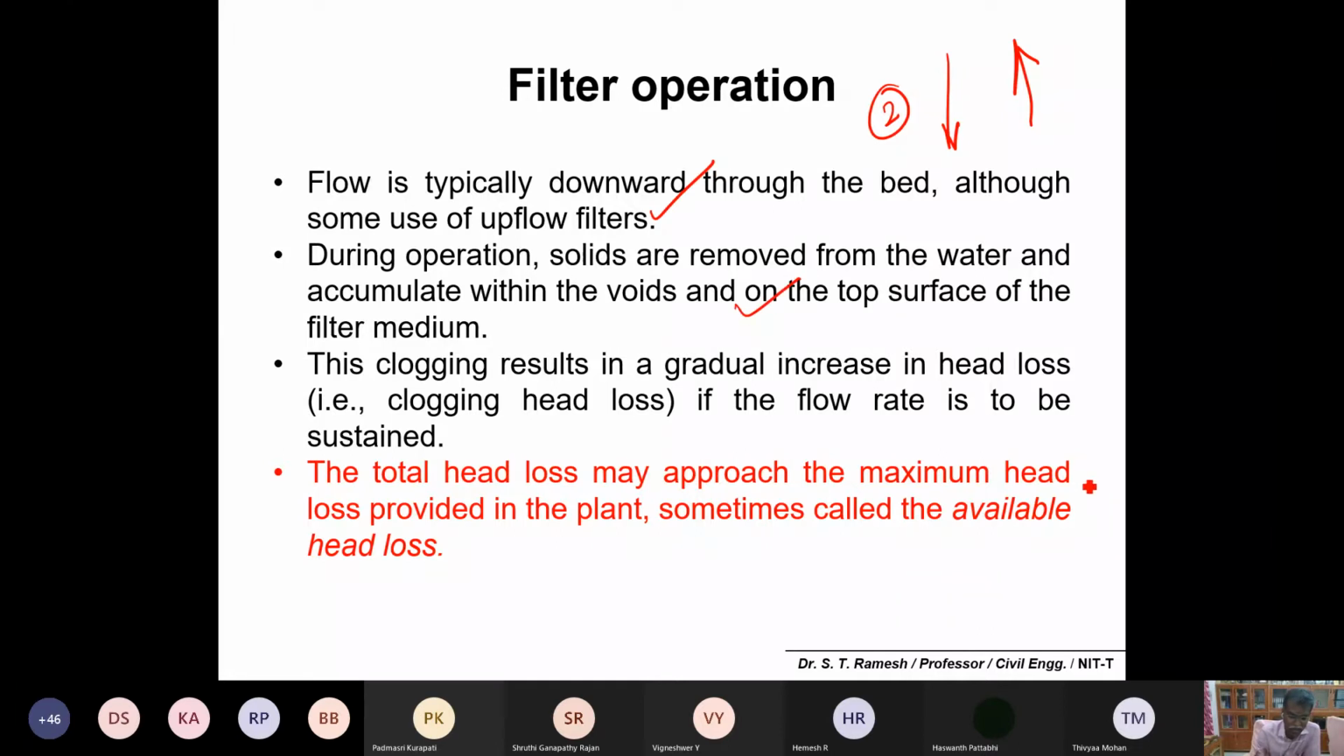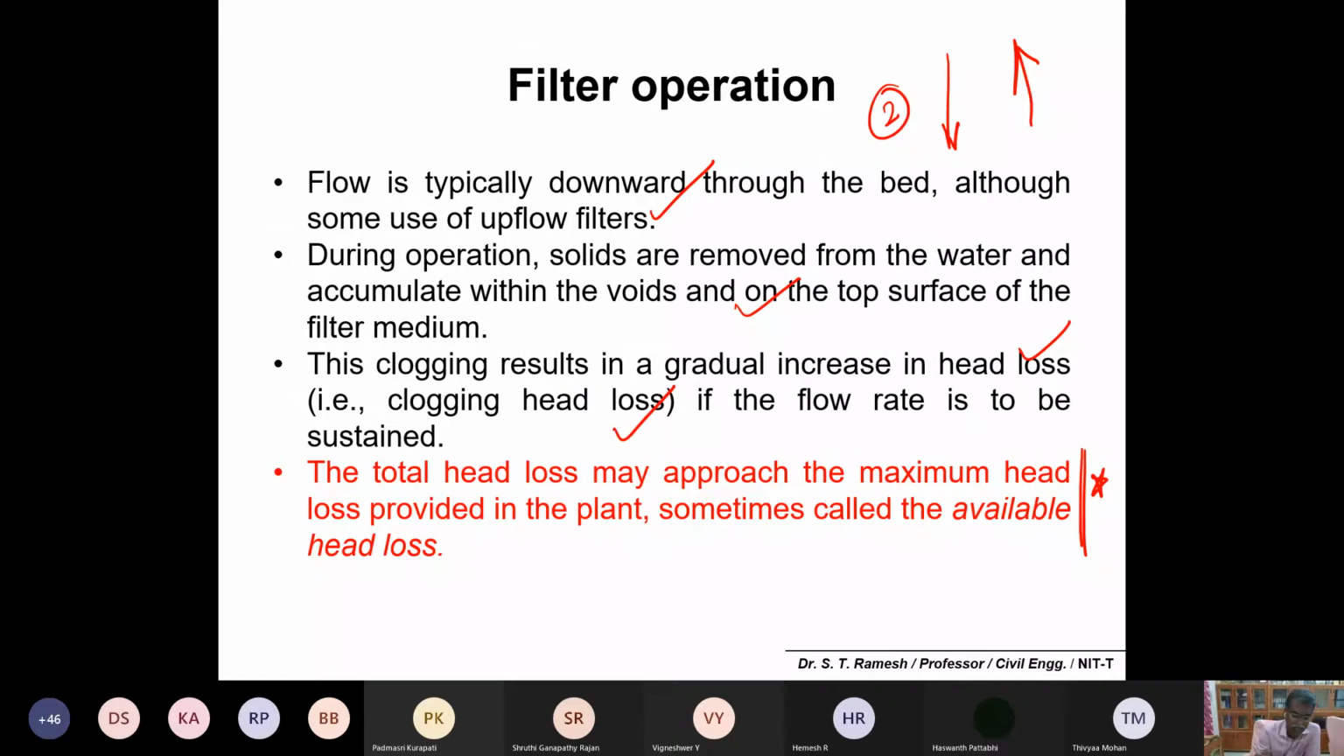Okay, there is another concept called head loss. Please make a note. During the course of filter operation, particles are removed, blocked, or trapped on the surface of the filter material, so the efficiency of the filter will come down. The clogging results in a gradual increase in head loss if the flow rate is to be sustained.